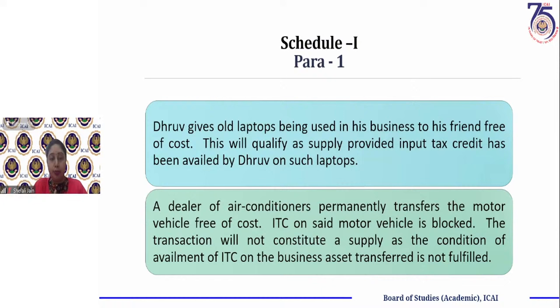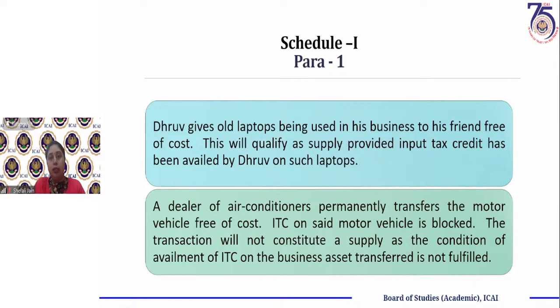Second is, a dealer of air conditioners permanently transfers a motor vehicle free of cost. Now, the dealer has a business of air conditioners. He purchased a motor vehicle. But generally on motor vehicles, the ITC is not available. ITC is blocked. ITC related provisions we will do afterwards. So you just need to know that ITC was blocked on motor vehicle.